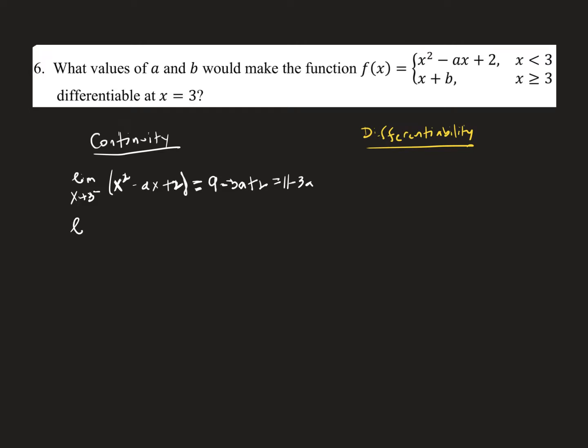And I need to take the limit from the left. Sorry, from the right. I just did it from the left. The limit from the right would use the bottom piece of the function. And again, I would do a substitution. I plug in 3 for my x. That's going to give me 3 plus b. And I would need to consider f of 3. That uses the bottom piece. So I'm just going to go ahead and write that equals f of 3 here.